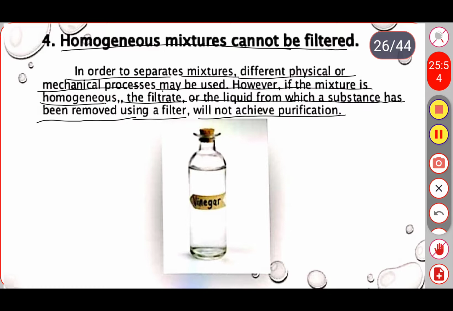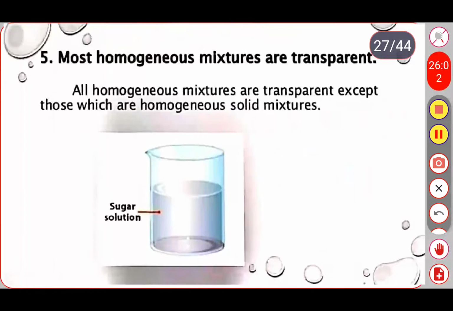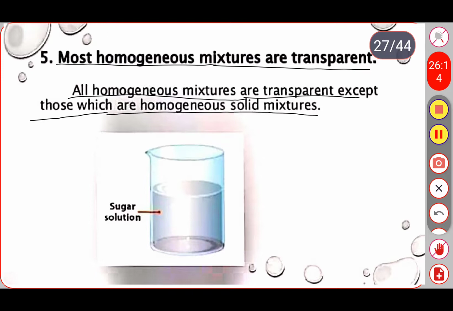Okay, next, the fifth characteristic: most homogeneous mixtures are transparent. All homogeneous mixtures are transparent except homogeneous solid mixtures. Homogeneous solid mixtures means the formation of alloys. Alloys are nothing but the combination of two or more metals. Except for those, most homogeneous mixtures are transparent in nature, for example sugar solution or salt solution.